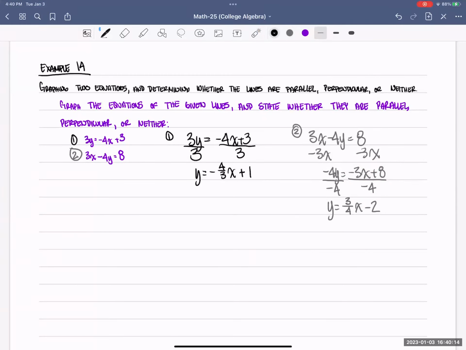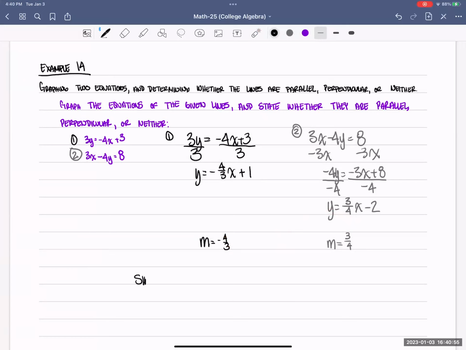Now here, our slope is equal to negative 4 over 3. And over here, we have slope equal to 3 over 4. Opposite, so one of them is negative, one of them is positive. Opposite, and now we need reciprocal. Reciprocal is just flipping the fraction upside down. So now the numerator becomes the denominator, and the denominator becomes the numerator. So 3 over 4, which is the exact same thing that we have right here, because they are opposite reciprocals.